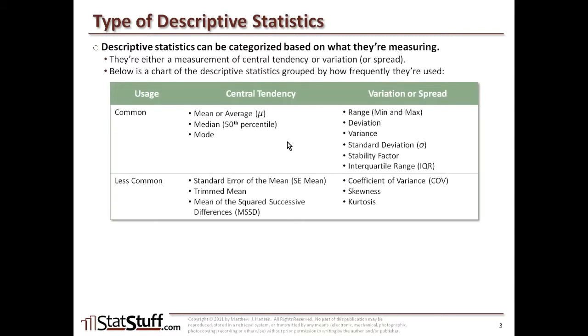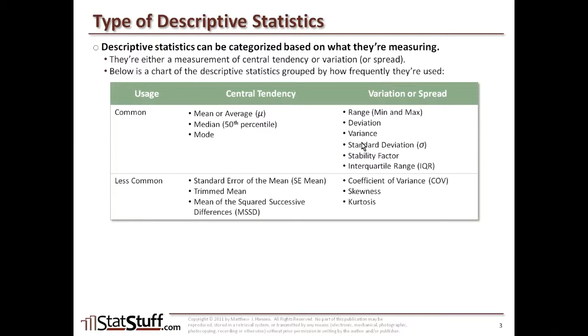First of all, some of the more common statistics that we'll look at when measuring central tendency would include the mean, which is also the average, or the median, which is the 50th percentile, or the mode. Now, some of the less common statistics that we would use for measuring central tendency would include the standard error of the mean, or SE mean, or the trimmed mean, or the mean of the squared successive differences, or MSSD. We're going to go over these in more detail in this lesson.